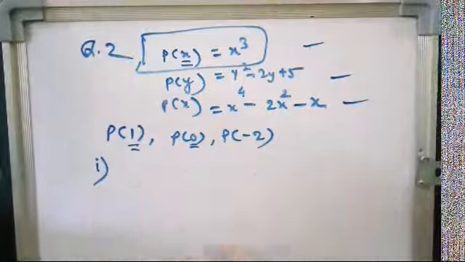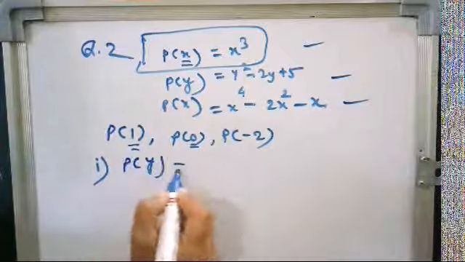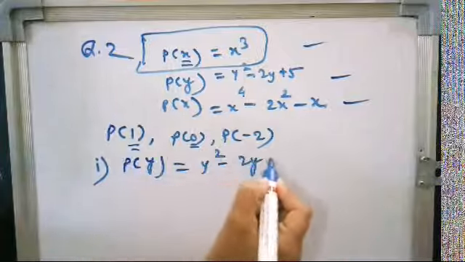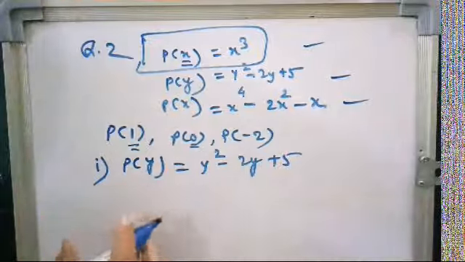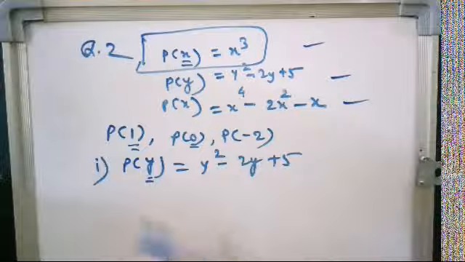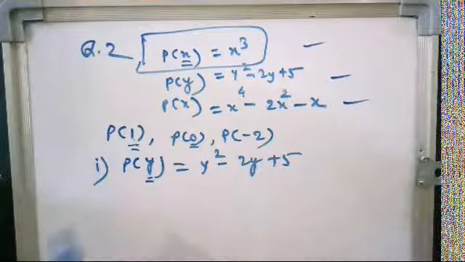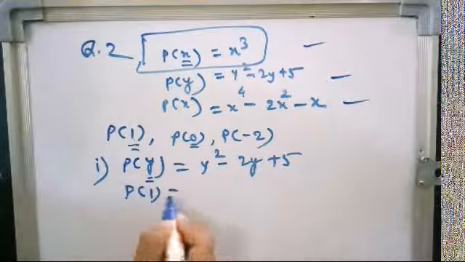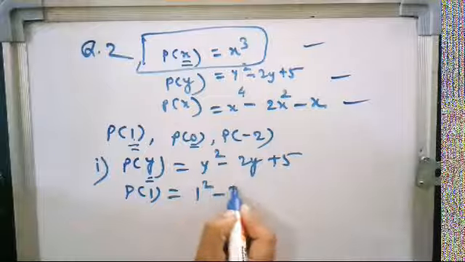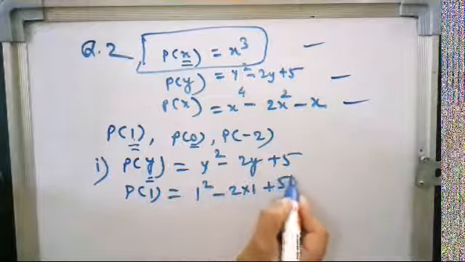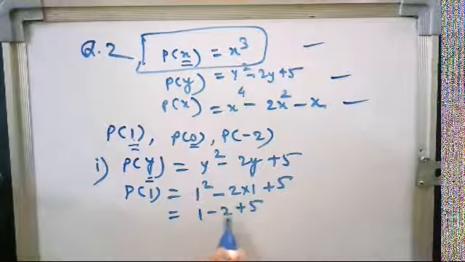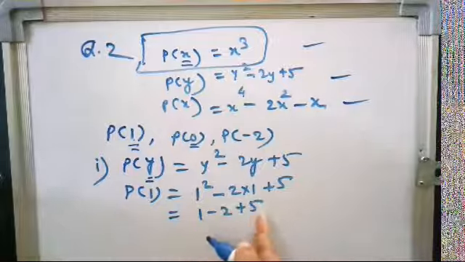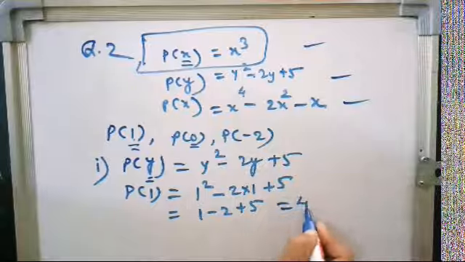This p of y is equal to y square minus 2y plus 5. See, here only the variables are changed, so instead of y now you have to substitute the 1. It means p of 1 is equal to 1 square minus 2 multiplied by 1 plus 5. Solve this: 1 minus 2 plus 5. 1 minus 2 means minus 1, minus 1 plus 5 is equal to 4.